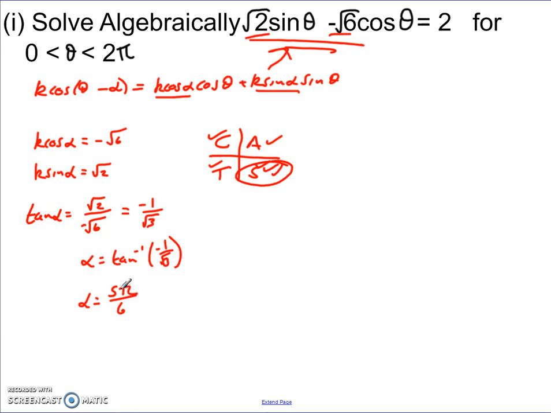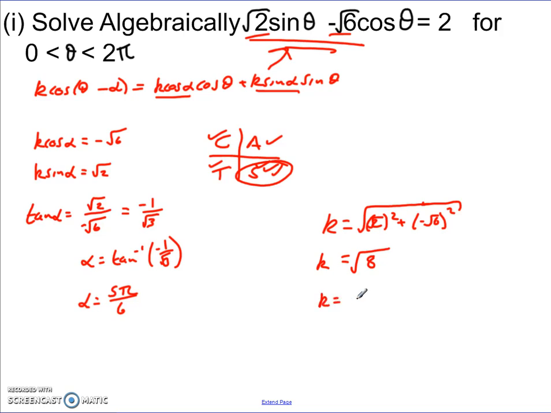Next step we then have to do is figure out what our k is. Now, our k, in this case, is the coefficients squared, added together, and then take the square root. So it's the square root of root 2 squared plus negative root 6 squared. Root 2 squared is just 2, negative root 6 squared is just 6, so it's then equal to the square root of 8.